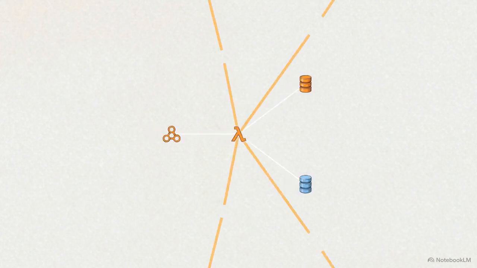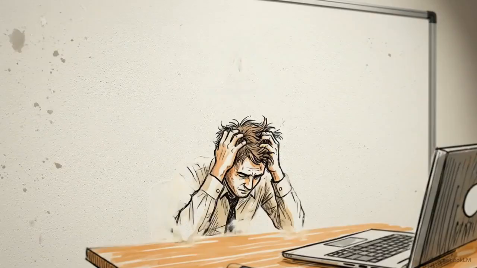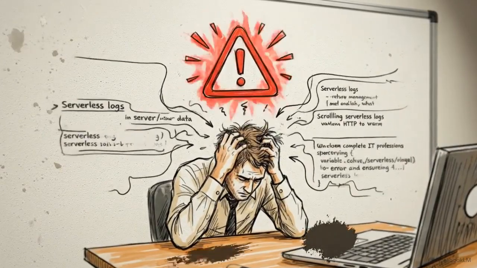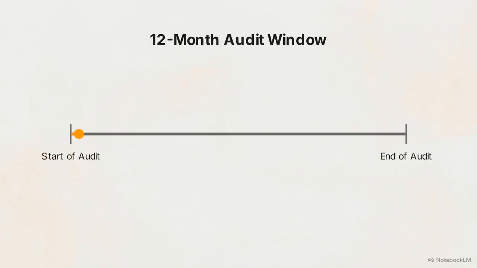AWS Serverless architecture gives your team elastic scale and zero infrastructure to manage. But when the time comes for a SOC 2 Type 2 audit, that same flexibility creates a massive headache. Auditors require proof that your security controls operate effectively over an extended period. That is incredibly difficult to demonstrate when your compute infrastructure literally disappears milliseconds after executing a task.